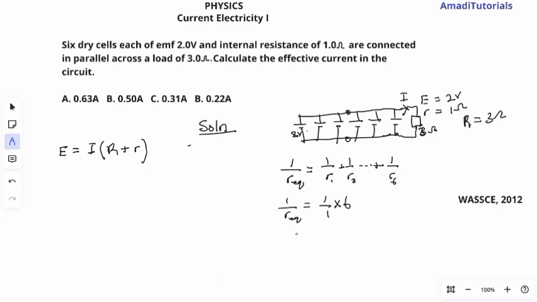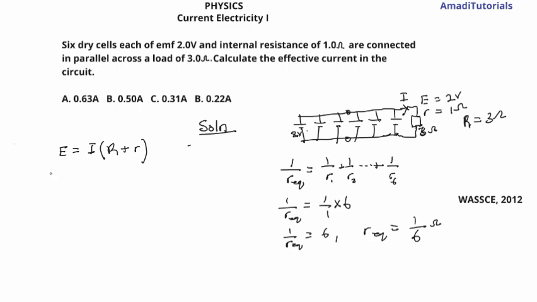So we now have 1 over r equivalent equals 6. If you take the reciprocal, r equivalent will be equal to 1 over 6 ohms, which will give you about 0.17, but we keep it as a fraction. So now we have found our equivalent internal resistance. We are going to substitute it in this formula to find our current.